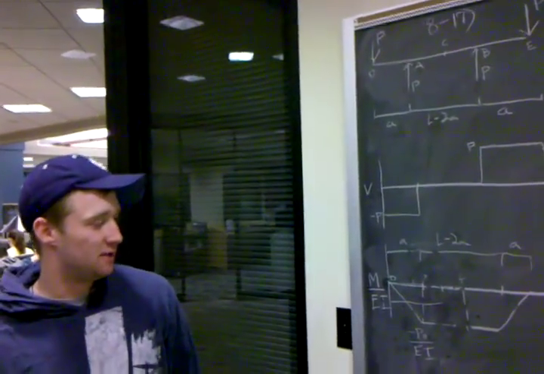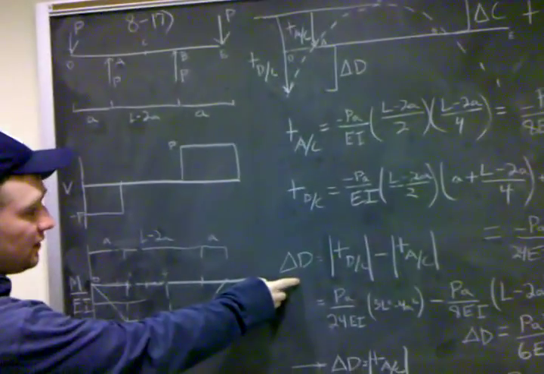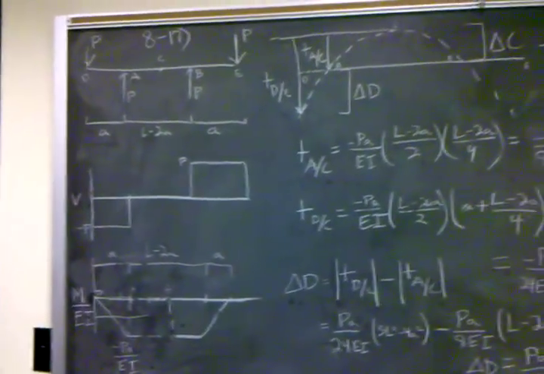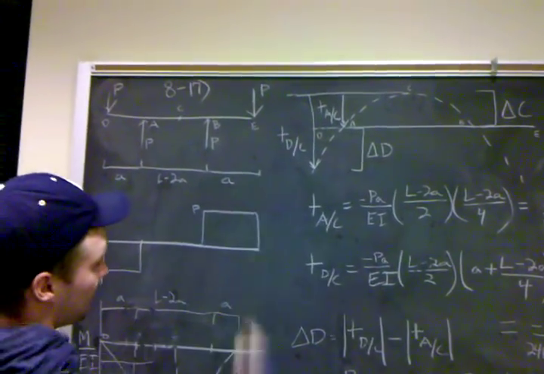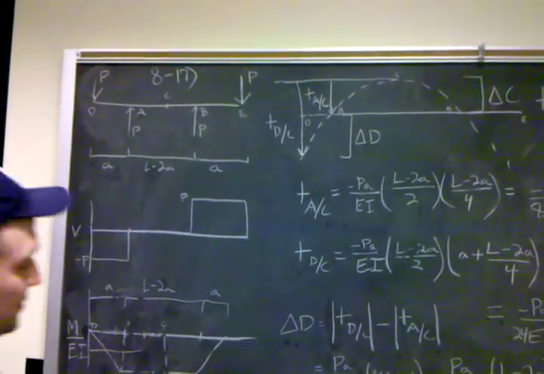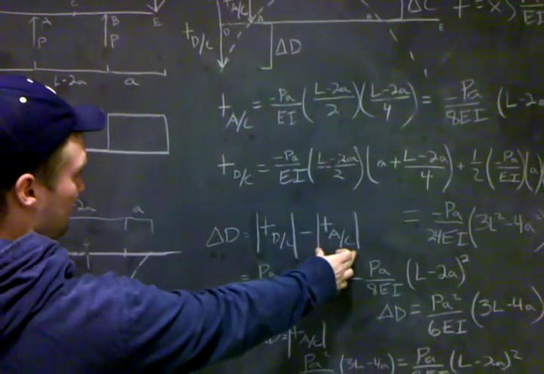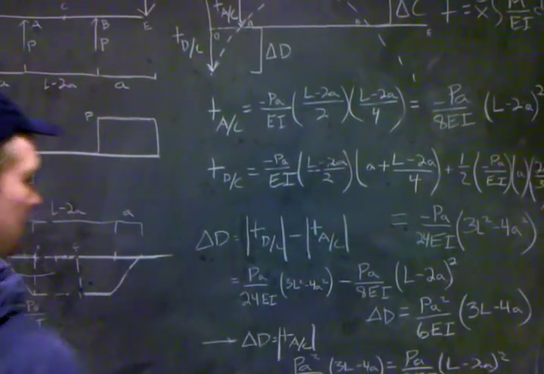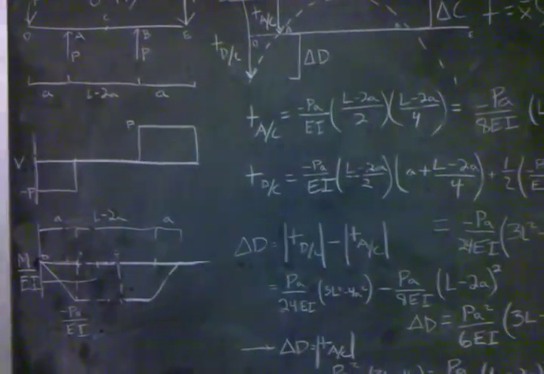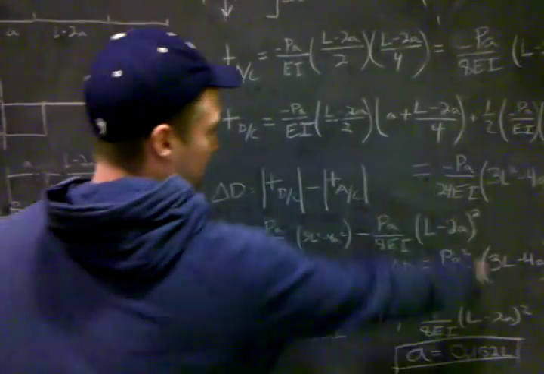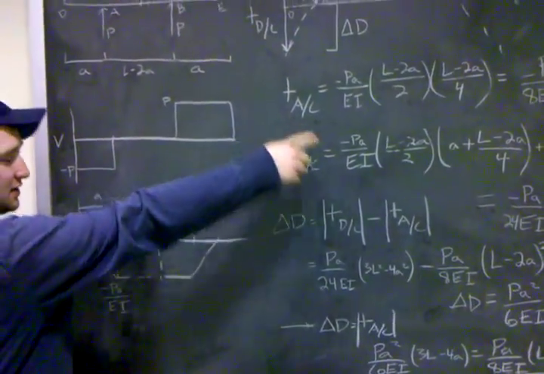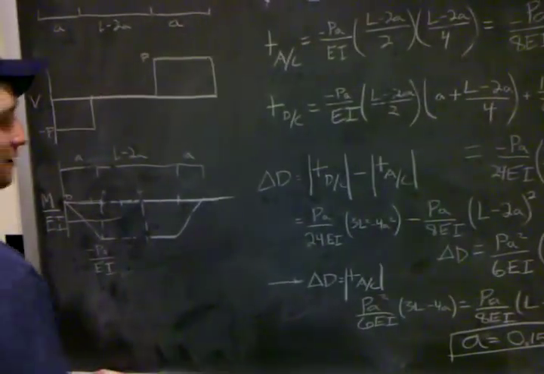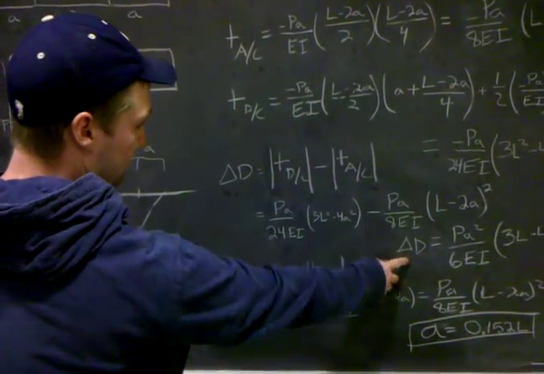All right, so after all the information that we learned, we can finally equate delta D. From our diagram, we can see that delta D is equal to the absolute value of TDC minus TAC. So from that, we just plug in what we got earlier. We got our TDC right here. We got our TAC right here, and therefore we equate our delta D.